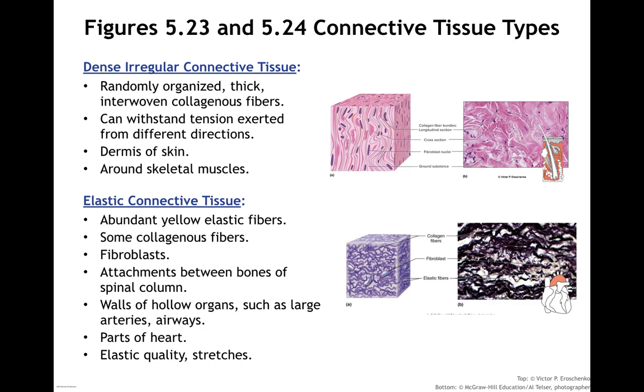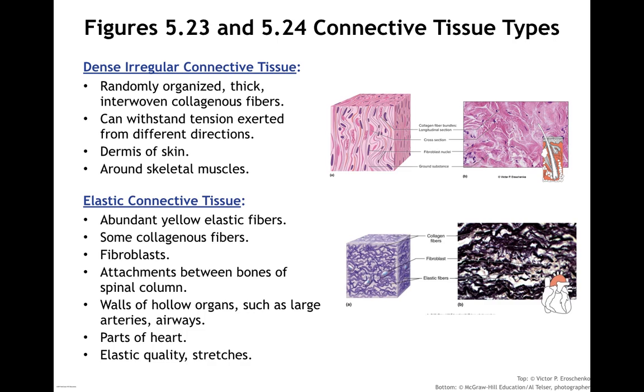Dense irregular connective tissues, the fibers are not going to run in that parallel direction. They're going to run in several different directions. It's going to almost be an interwoven structure of collagenous fibers. That makes it very good at withstanding tension that gets exerted from different directions. The dermis of the skin is a good example of dense irregular connective tissue. It's also found around skeletal muscles.